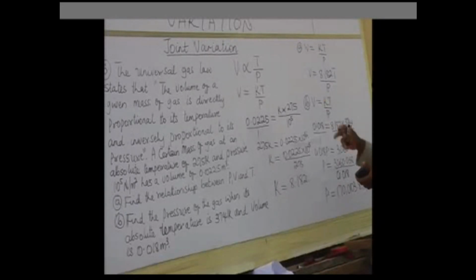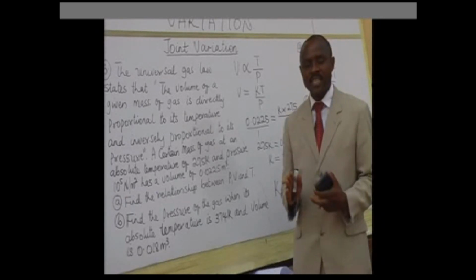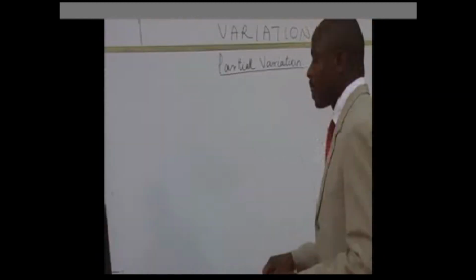And with this question now we are drawing our curtain on joint variation. The next we are going to discuss now is our partial variation. And after partial variation, that will be the end of our discussion on variation.